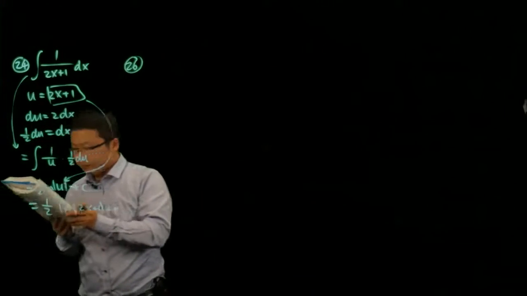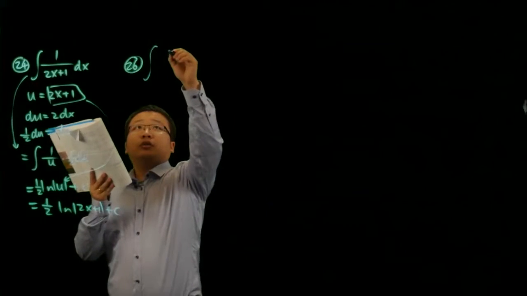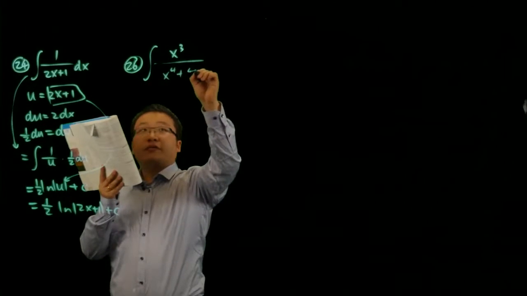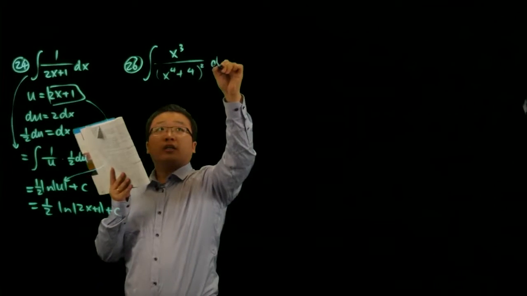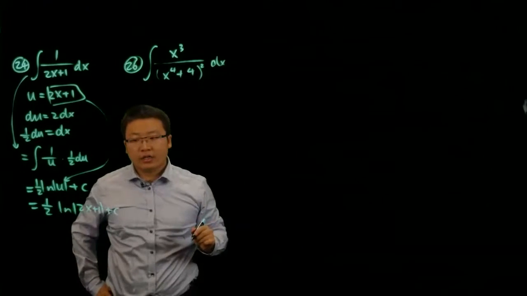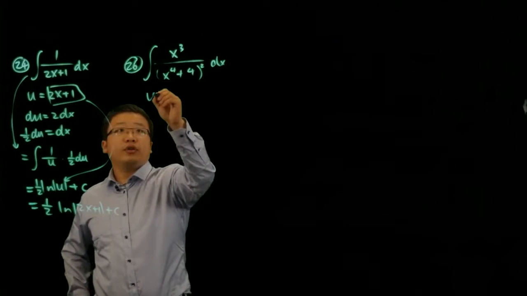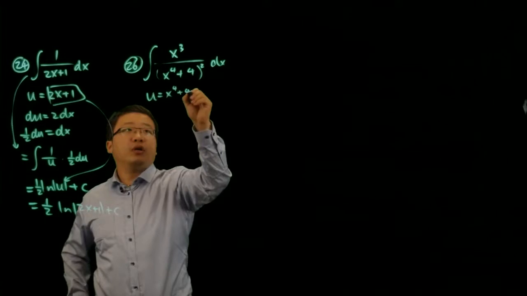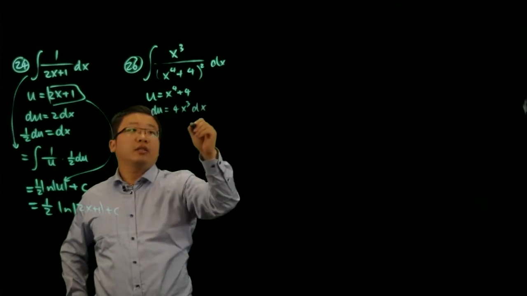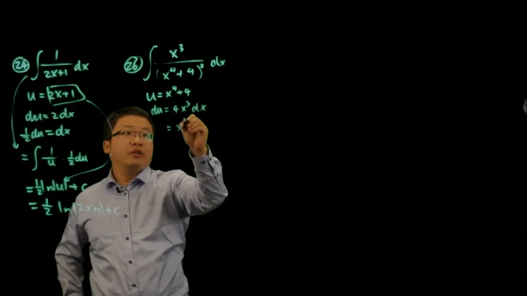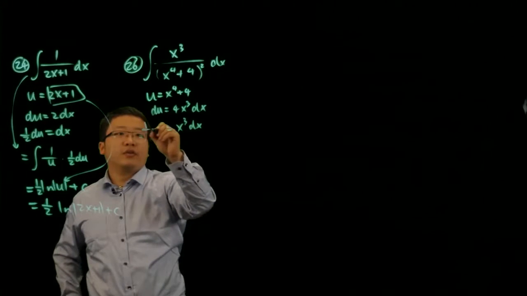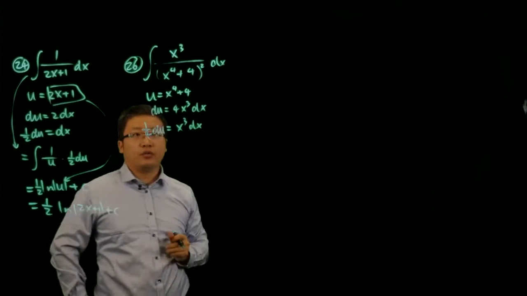26 is the integral of x to the third over x to the fourth plus 4 squared dx. And normally you want to have the one with a higher degree as your u. Therefore, u is x to the fourth plus 4, and du is 4x to the third dx. And you don't want to have this 4 because in the original question you don't have a 4. Therefore, it's 1/4 du to make the two sides equal.